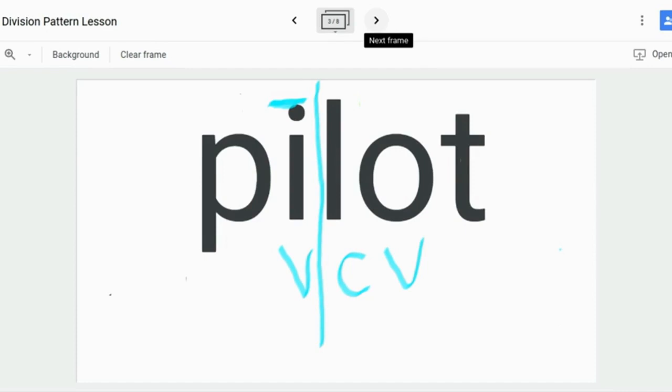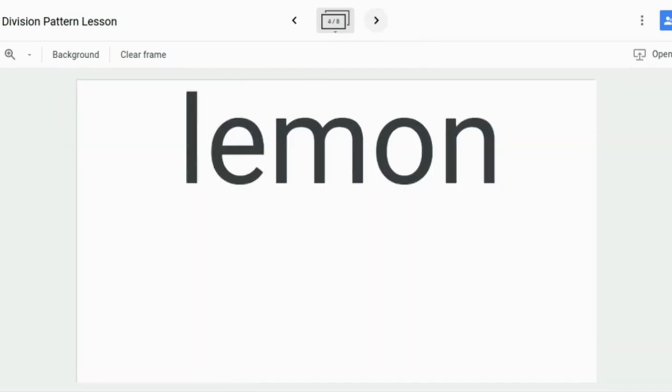In our next word, we also have a VCV pattern, but this time instead of dividing before the consonant, we're going to divide after the consonant. In our first syllable this time, we have what we call a closed syllable. In a closed syllable, the vowel would be short. So this would be lemon, lemon.